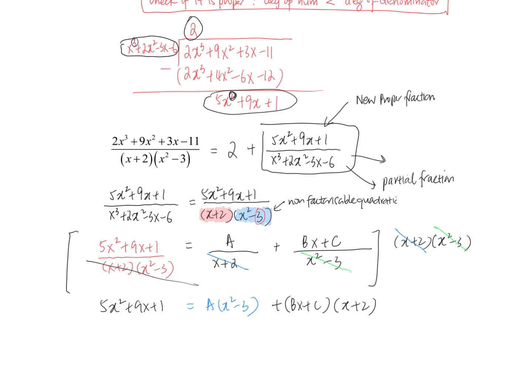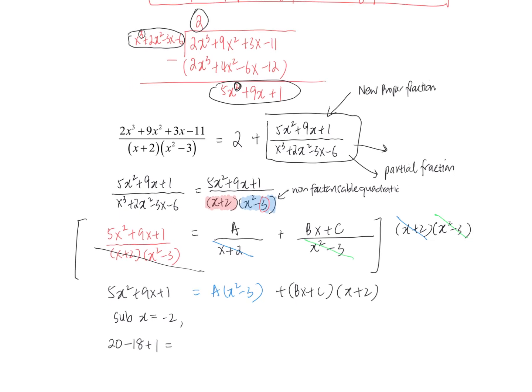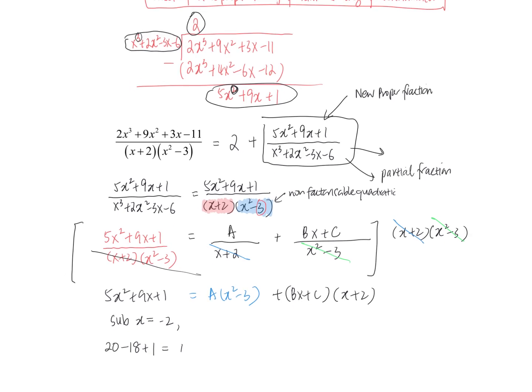Okay? So when you compare, you can do substitution or you can do comparison. So if you look at it objectively, it seems to be that substitution can help you. So sub x as minus 2 first. So when you sub x as minus 2, this one will become 20 minus 18 plus 1. This one will become 4a, right? Because this thing is 4 and then this thing will be gone. So a is just 3.